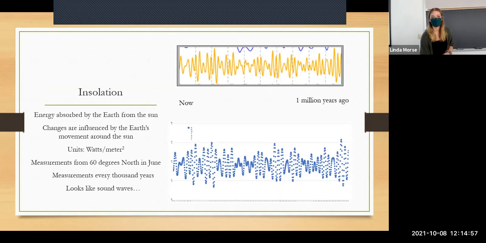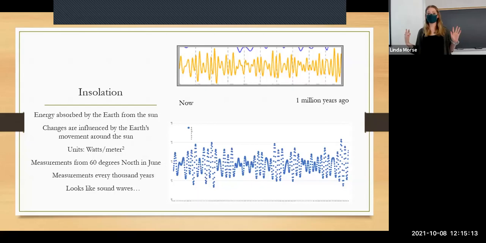So I used insolation, which you can see in these pretty graphs right here. It's a lot to look at. It's the energy absorbed by the Earth from the sun, and those changes you see in the little wiggles are influenced by the Earth's movement around the sun. And I'll get more on that later.